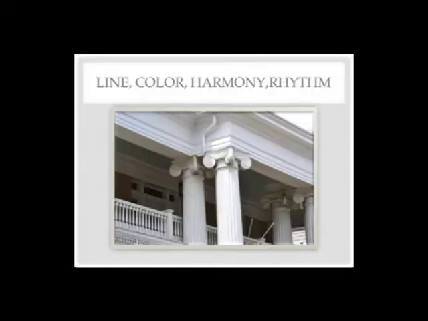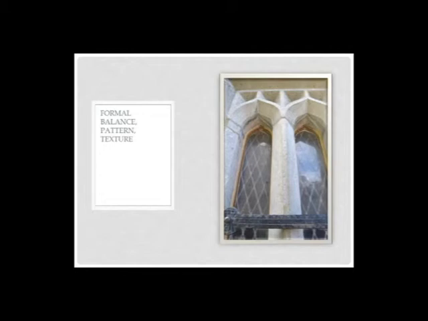But again we can see the line work in the Ionic columns, the white color which is continuous throughout the entire building, creating harmony, and then we've got the little balusters creating a pattern which is rhythm. In the same picture of the castle, we've got some pattern happening with the windows or with the loopholes, and then line work happening with the curved lines at the top and then the long vertical lines. Lots of space within the castle, so you can see that with the sky and in the background.